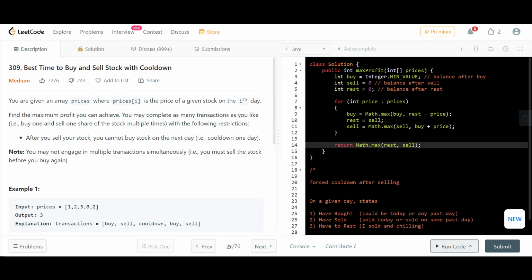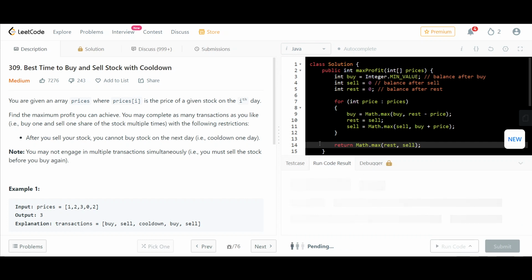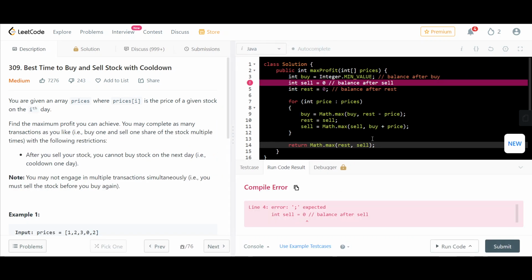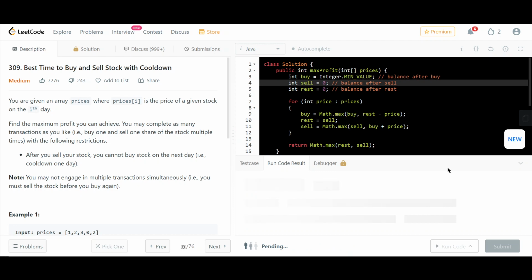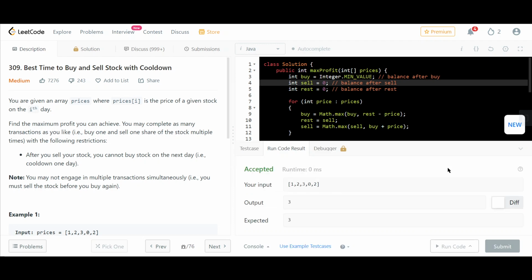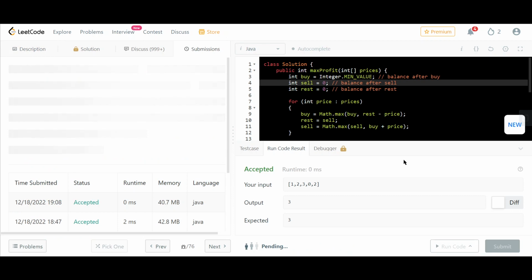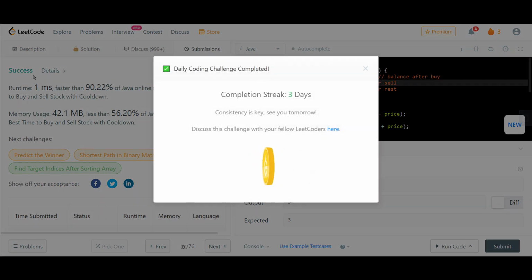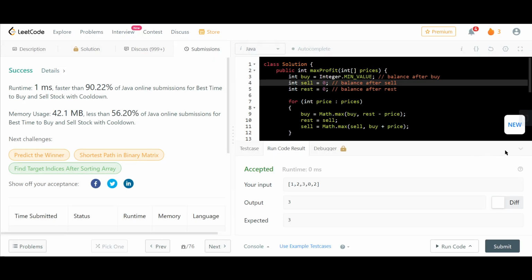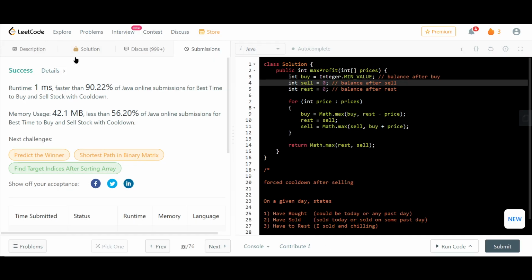Okay, let's run the code. Semicolon, and submit. Alright, this works. Now what I'm going to do is go through all the different variations of it, and maybe once I'm done, I'll add a video on that as well. But that's it for now.